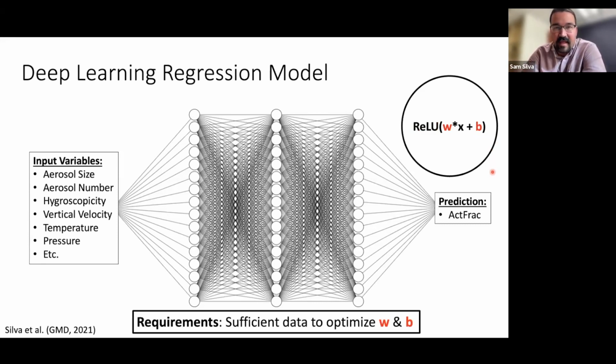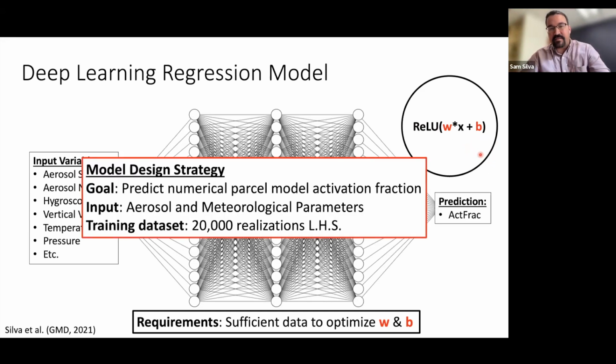So of course, with a regression model such as this, what you really need is sufficient data to optimize all the different weights and biases. And to do that, we were able to artificially generate as much data as we wanted. In this initial test case, and in the paper I sent along, we generated 20,000 realizations of the slow but detailed parcel model using Latin hypercube sampling across the input space, so across realistic aerosol size and aerosol number distributions, realistic hygroscopicity, and so on and so forth. Again, the goal is to predict the activation fraction with inputs of aerosol and meteorological parameters.